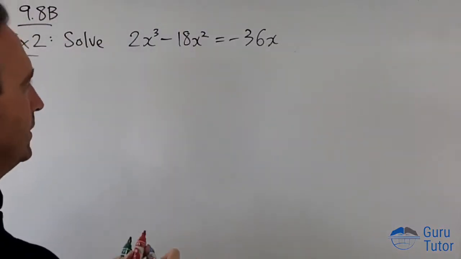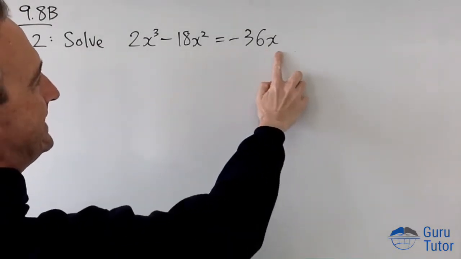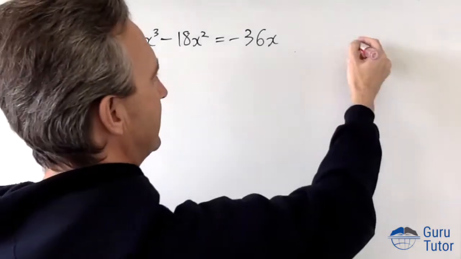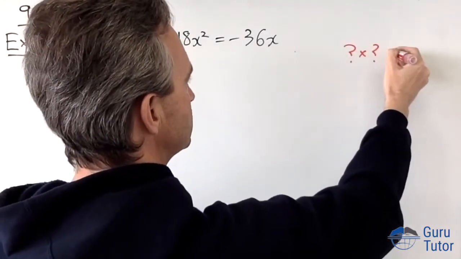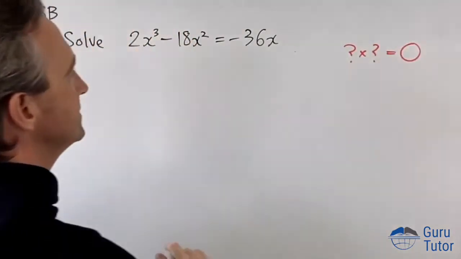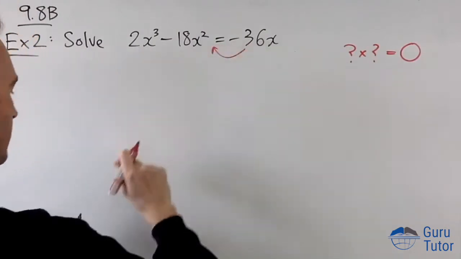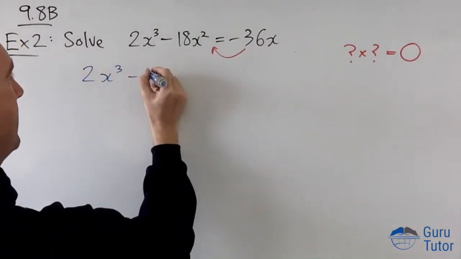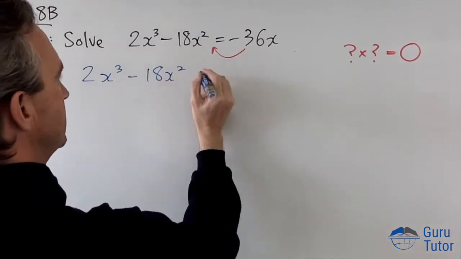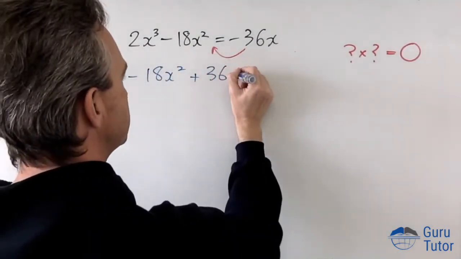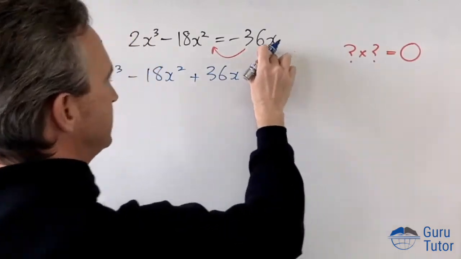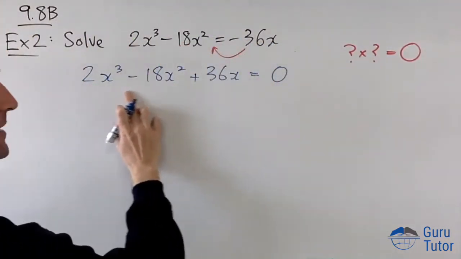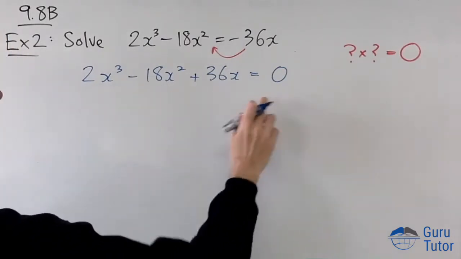Now we've got solving an equation here. We don't have factoring an expression, we have solving an equation. So we're going to get that zero product property going here. We want it equal to 0, so let's take this 36x over there: 2x cubed minus 18x squared plus 36x equals 0. Remember, when something changes sides, it goes from minus to plus or plus to minus. Now let's factor.